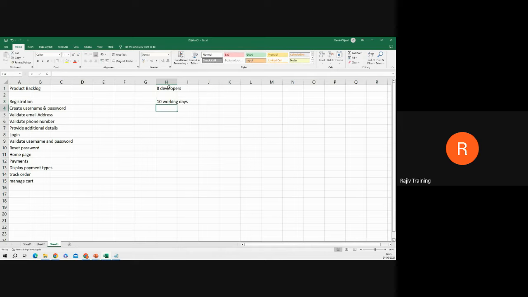10 working days, which means one working day equal to one story point, assume. Which means that with 8 developers, we can commit until 80 story points. Approximation. Right? It's 80 story points. Each developer can take 10 story points because there are 10 working days. Correct?